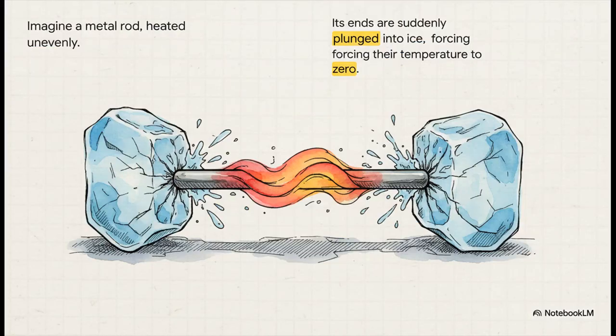Okay, to get our heads around this, let's picture something. Imagine a metal rod that's been heated unevenly. Maybe it's scorching in the middle, but just warm near the ends. Then, all of a sudden, we plunge both ends into ice baths, locking their temperature down to 0. So, what happens next? How does the heat in the rest of that rod spread out and cool down?